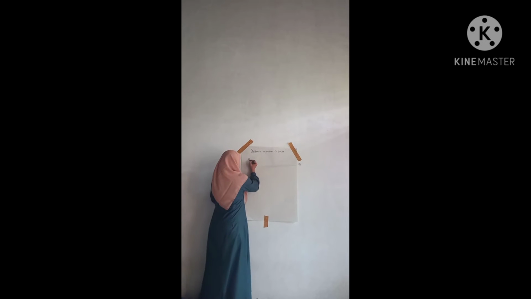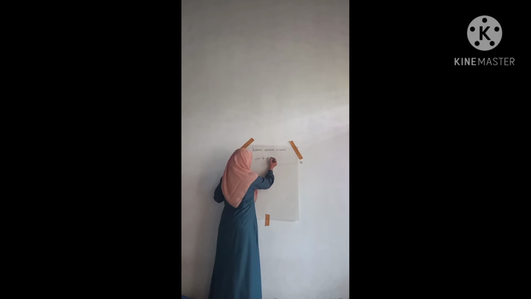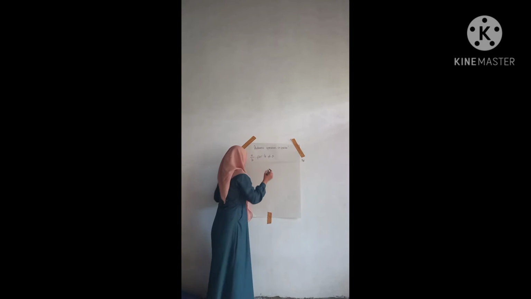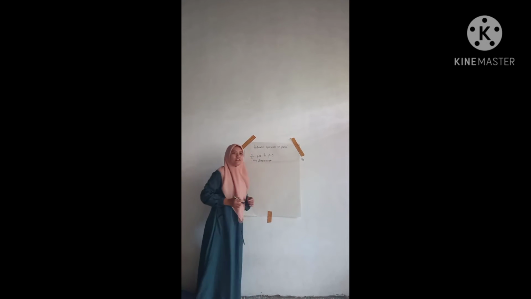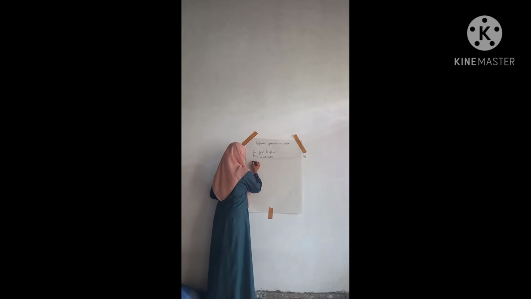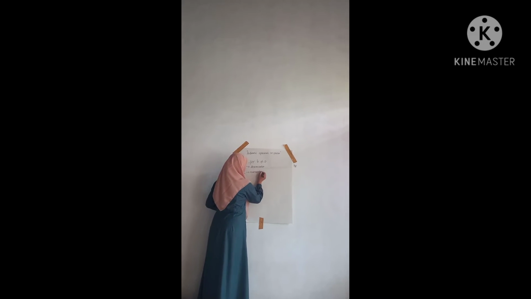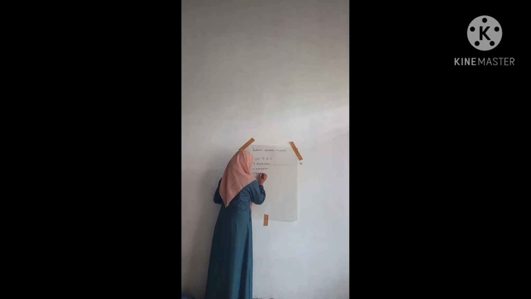Note a fraction a over b, for b not equals 0, and b is denominator. For the example, a fraction 3 over 8. 3 is numerator and 8 is denominator.